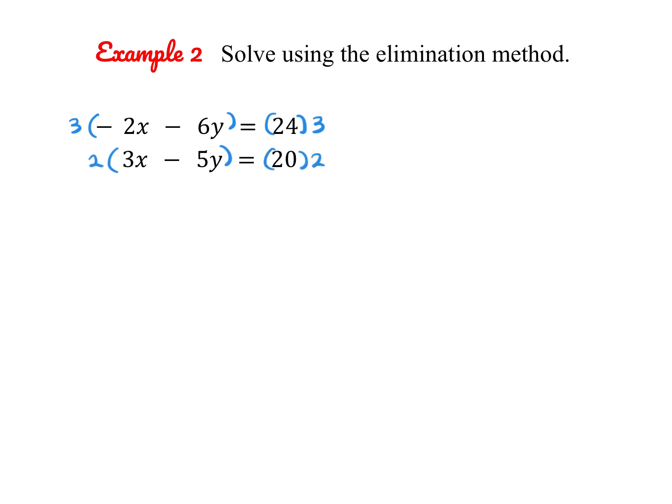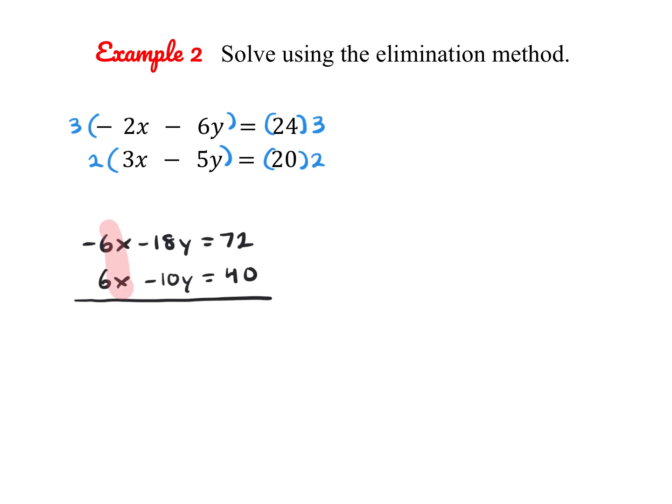And then I'm going to rewrite both equations down below. So we have negative 6x, don't forget to distribute here, minus 18y equals 72. And then here, 2 times 3x is positive 6x, 2 times negative 5y is negative 10y, and then equals 40. So now you can see that we've created opposite coefficients for my x values. If I add vertically, I get negative 6x plus 6x, and they cancel out, which is why we call it the elimination method.